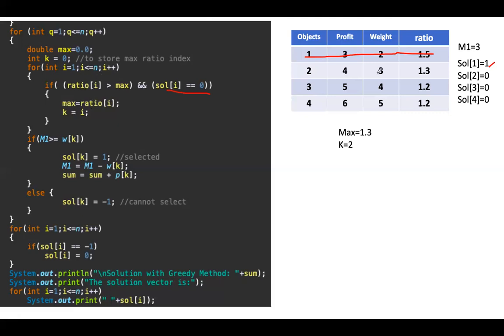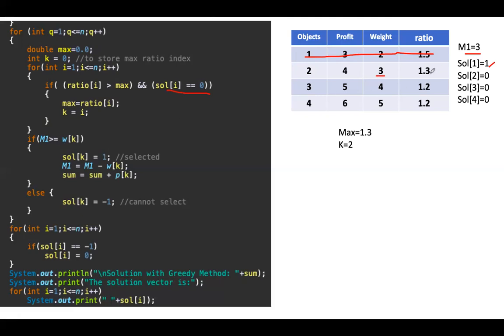It will check for the next item. 1.2 greater than max? No, it is not greater. The fourth item, 1.2, is also not greater. The ratio is not greater than that of the second item, so we'll come out of this. M1 is the remaining weight, that is 3. If M1 is greater than the weight of K, which is 3, greater than or equal, they both are equal. So solution of K is equal to 1.